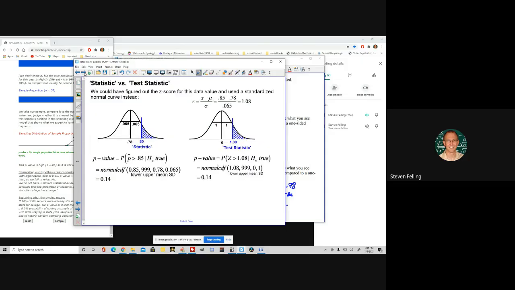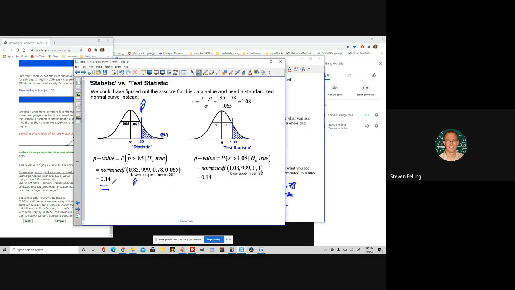Another thing I need to mention here is the idea of statistic versus test statistic. The statistic is what we find in the sample, in this case the p hat value, and we can use that directly in normal CDF. You can put the p hat value here as a boundary, in this case to infinity, with our known mean and standard deviation to calculate the p-value.